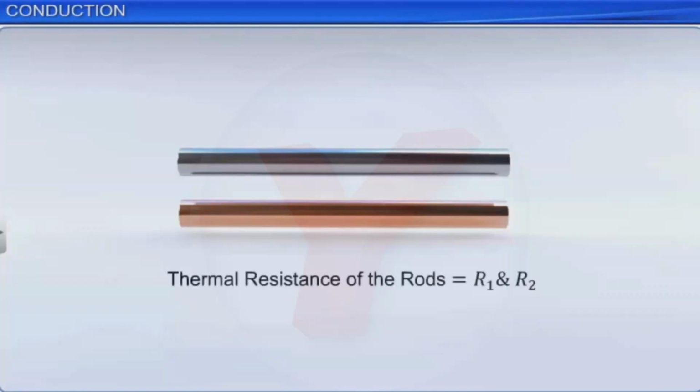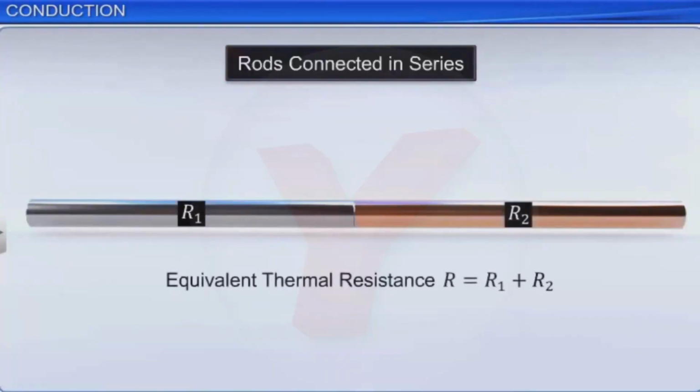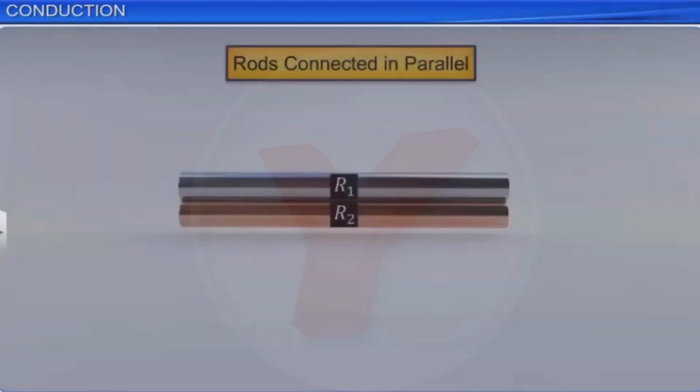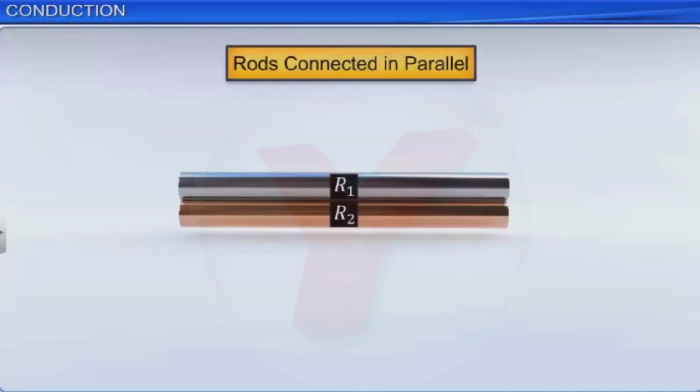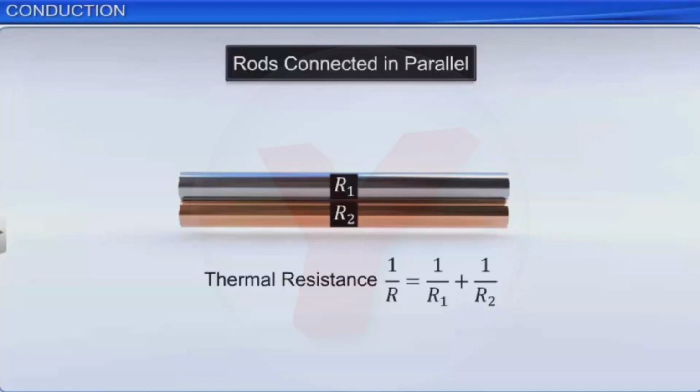For example, if two rods of thermal resistances R1 and R2 are connected in series, then the equivalent thermal resistance R of the combination is expressed as R is equal to R1 plus R2. On the other hand, if they are connected in parallel, then the equivalent thermal resistance of the combination R can be found using the relation 1 by R is equal to 1 by R1 plus 1 by R2.